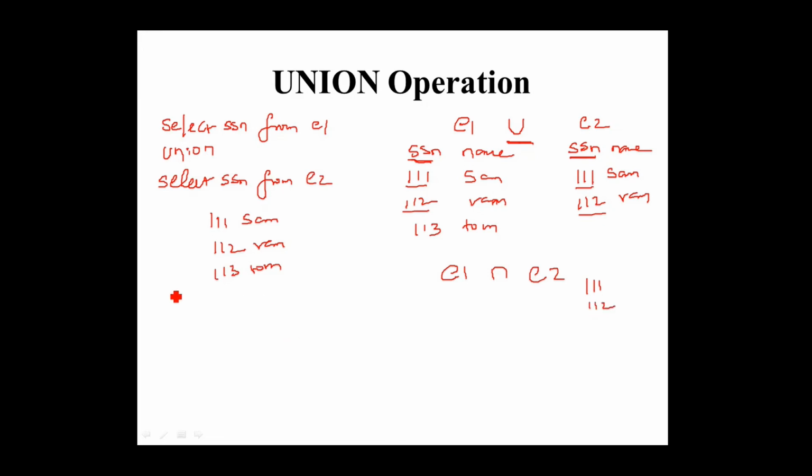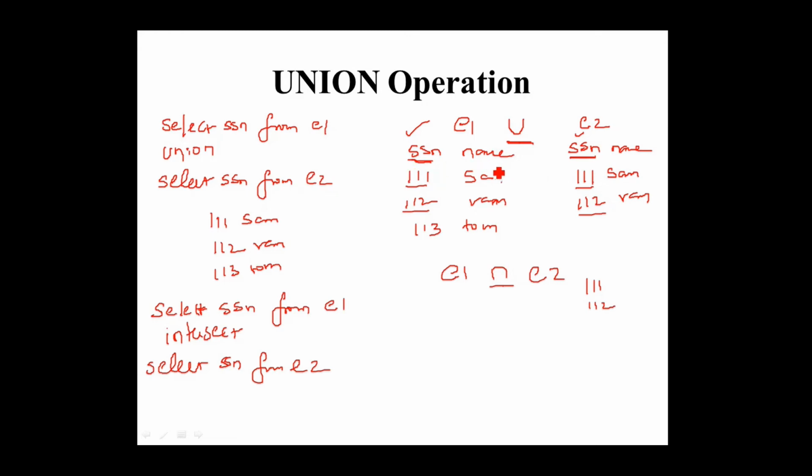So how will you write a SQL query for that? It is nothing but select SSN from E1. The keyword in SQL is intersect, whereas this is a notation in relational algebra. So we'll do a select SSN from E2. To perform this operation, the data type of both these SSN should be the same. Only then will you be able to perform a union or an intersection.